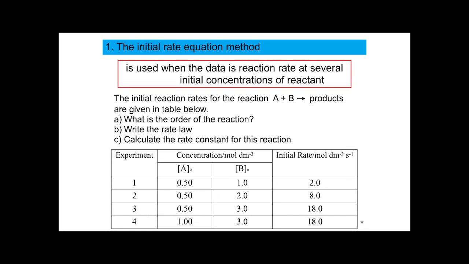Maksudnya, metod yang pertama ni kita boleh guna sekiranya kita diberikan data untuk beberapa eksperimen. For example, in this question, the initial rates for the reaction A plus B produce products are given in the table below. Kita diberikan satu table yang mengandungi beberapa data eksperimen. Untuk soalan macam ni, kita boleh gunakan first method.